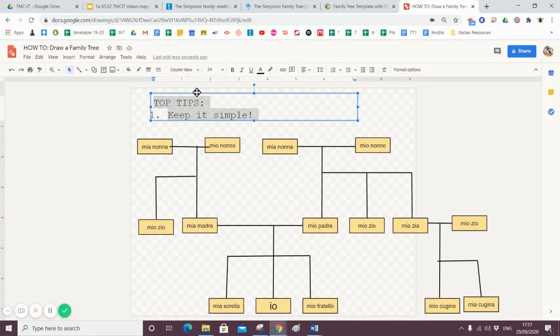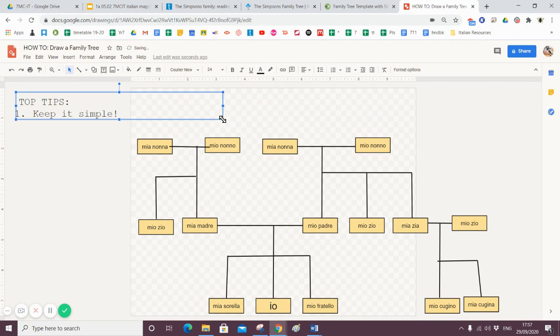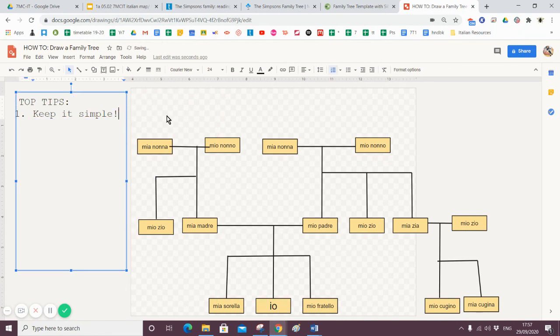Top tips. One, keep it simple. Actually, do you know what? I'm going to put it on the side here. Okay. Two, start at the bottom. Me equals io. Three, make sure your page is wide. As you can see, my page wasn't wide enough.